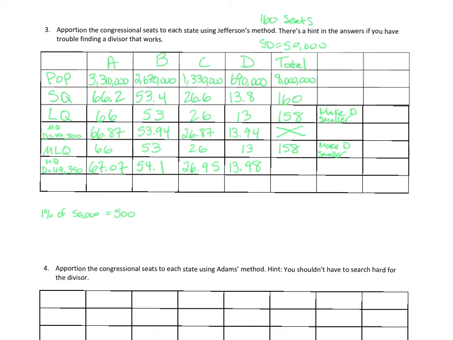So I have filled in all of these new modified quotas using the new divisor, 49,350. The sum of them doesn't give you any information. Next step is to round them all down. So I get 67, 54, 26, and 13, and that adds up to 160. So we're done. It is entirely possible that it could have taken you 2 or 3 more attempts to come up with the 49,350 number.